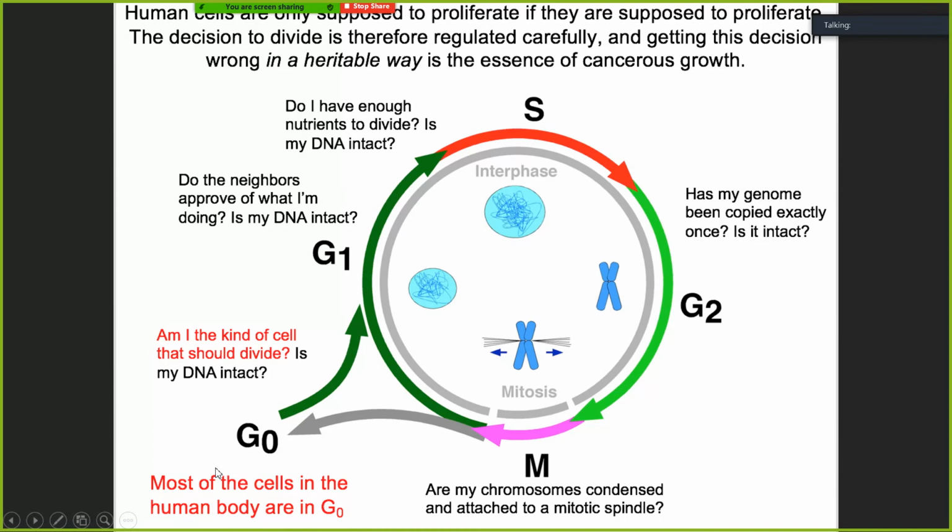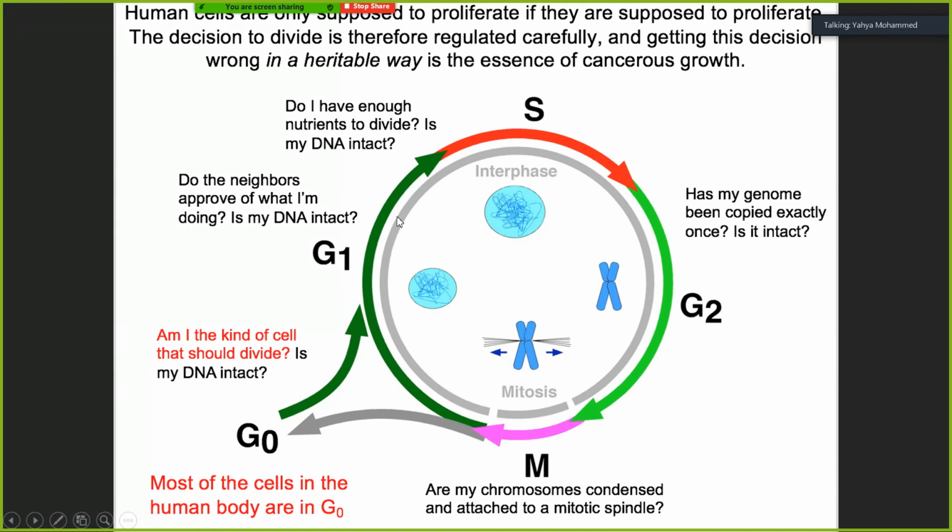Now it says here G0 again. Most of the cells are in G0, all the way here in the bottom left, right? Most of the cells are not dividing and replicating their DNA and all this kind of stuff. Most are just sitting here in G0 and not doing a whole lot, right? So this is a very controlled cycle. If the cell's not ready, it cannot go on to the next phase.